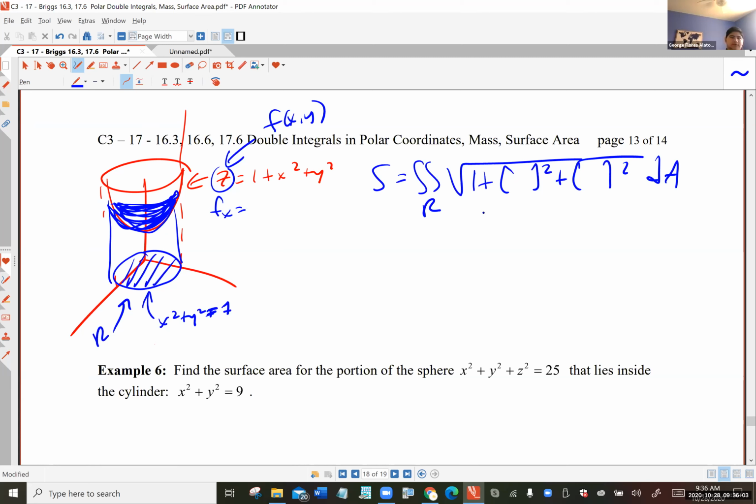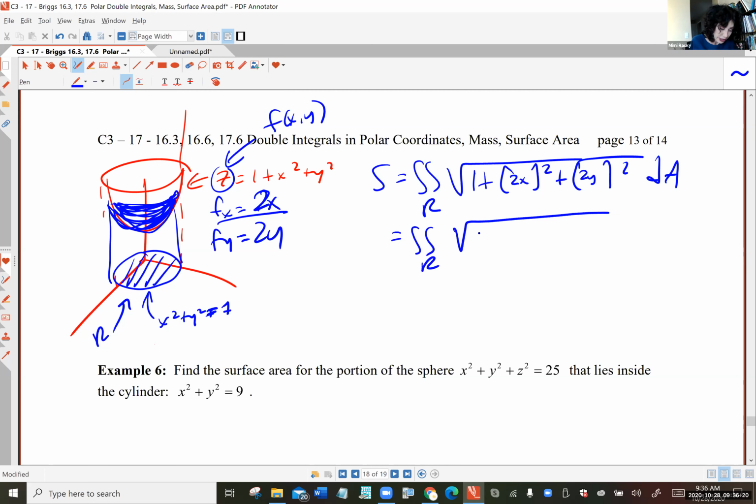I'm just asking for a partial right now, please. It's fx, 2x. It's 2x, thank you. And what's fy? 2y. Yeah. So in these blanks over here, I'm going to put these partials. Boom, there we go. Now clean up this radical because it's pretty hellacious.